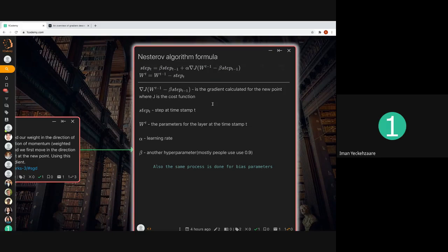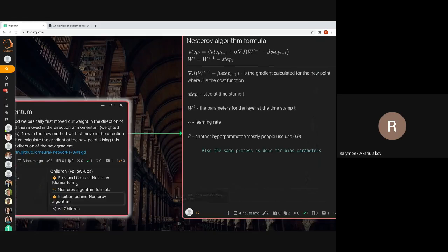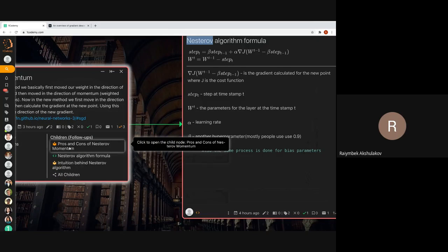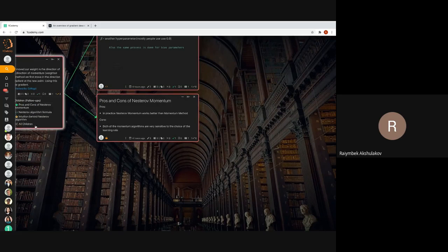Oh yes, yeah. So as a step at the timestamp t right now, I represent the momentum, and the whole step that we need to take. And the only difference is that we recalculate the gradient at a different point. And usually this works. In practice, this algorithm works a bit better than my momentum method. And let me show how it might be working better.